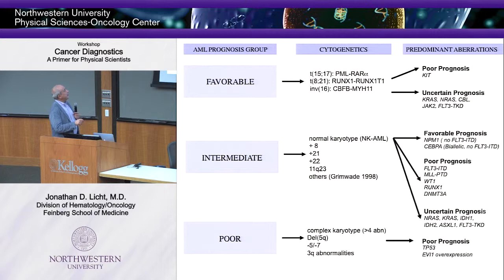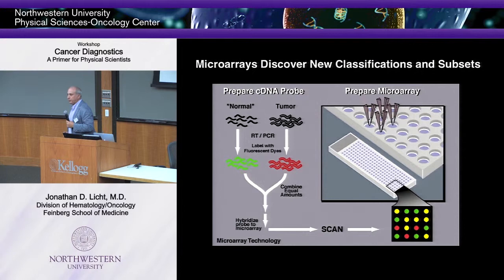As you see over here, there are all these other names coming up. These have to do with point mutations of genes, which further subdivide the leukemia classes into different prognostic categories, and different therapeutics should be used. So this also points to the further classification of acute leukemia by more modern technologies. One of the first diseases to be profiled by microarray technology, about 1999, was acute leukemia.